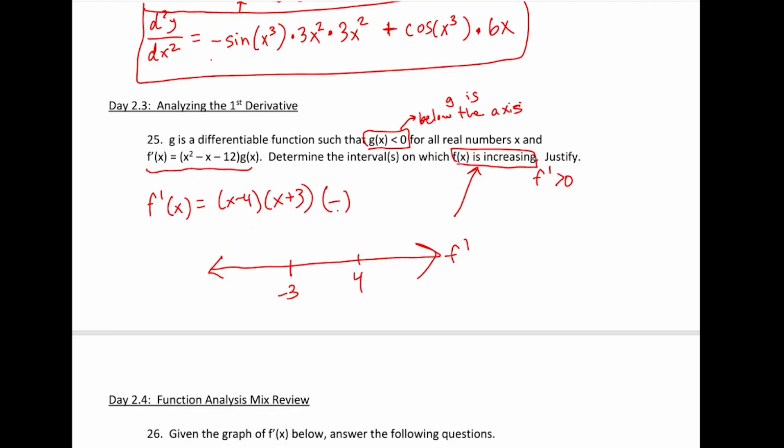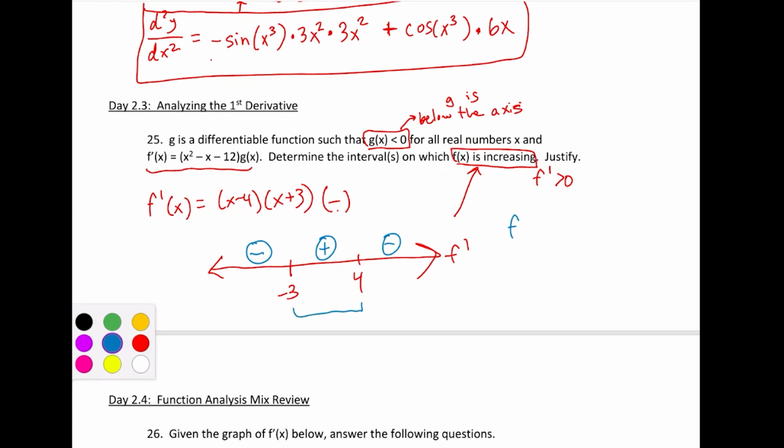So if I plug in a number like negative 4, I'm going to get a negative times a negative times a negative, which altogether would be negative. If I plug in a number like 0, I'm going to get a negative times a negative, which is positive. And if I plug in a number like 10, I get a positive times a negative, which is negative. So f prime is positive on this interval.